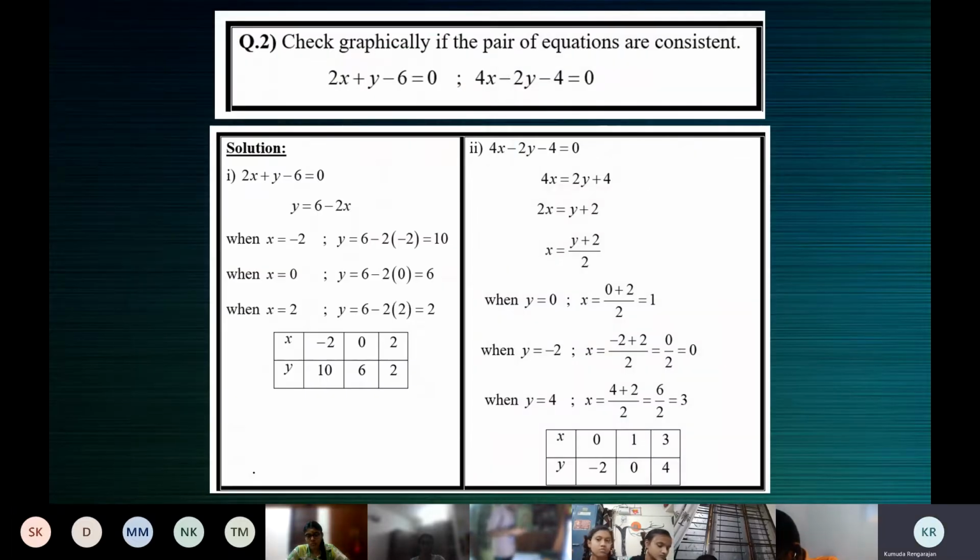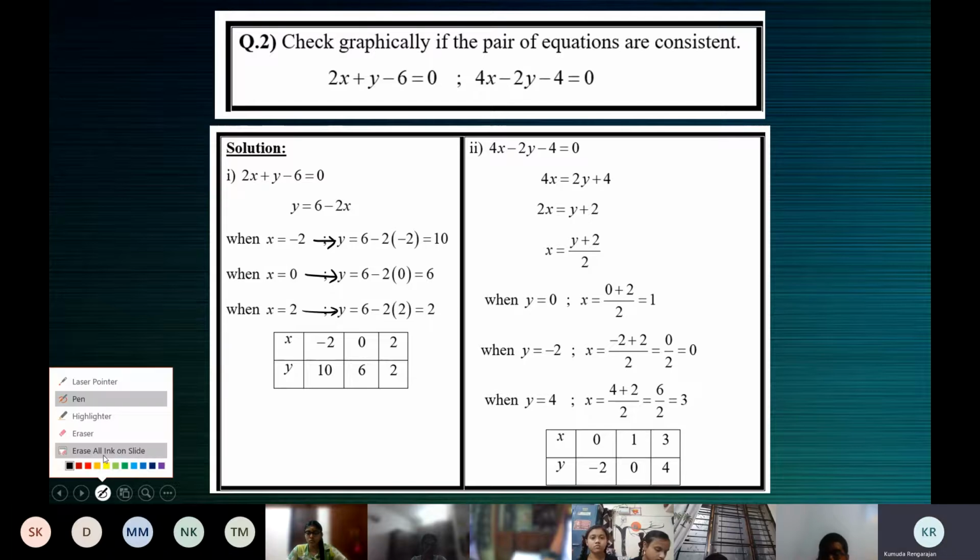Okay, those who want to take a screenshot of the table can. You can take your own values, children, but I'm just showing you just in case you want it. This is the working. When x is 2, this is y value. Yeah, I'll check.